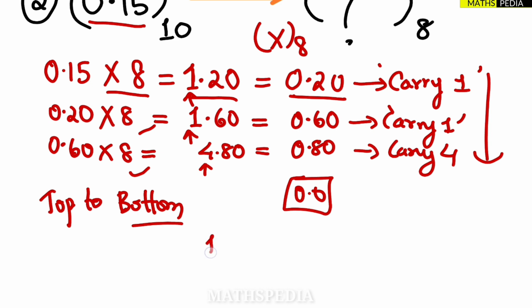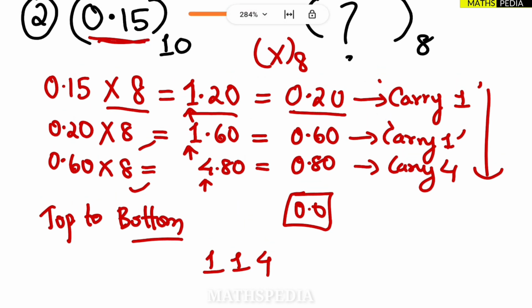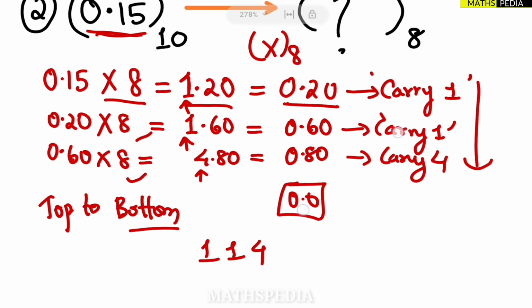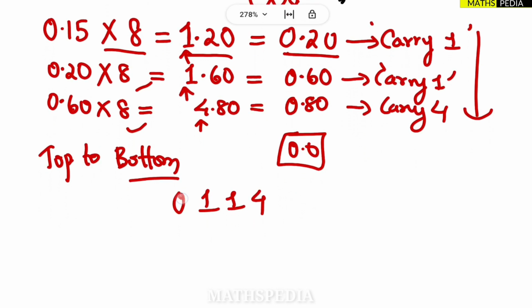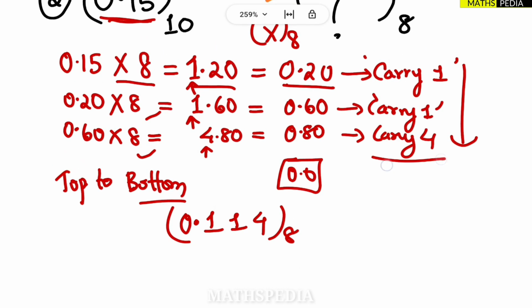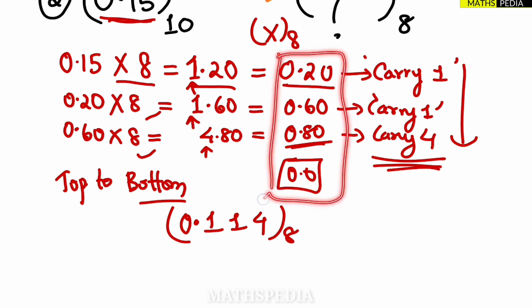So can I directly write 114 and just leave it and write it as octal? No, you cannot write. The question given is 0 point something, 0.15. So answer should also be 0 point something. So this will be the correct answer. But this is not the exact correct answer because we have stopped here itself in this step itself. As I said, the answer should always stop in what? This form 0.0. So in this step you should get 0.0.